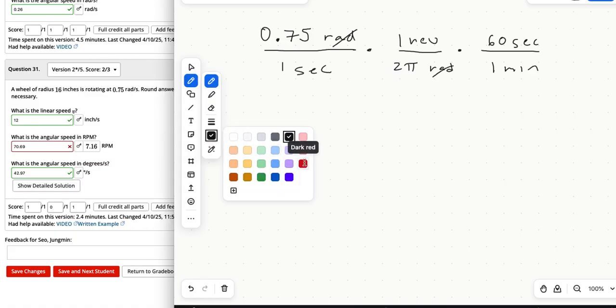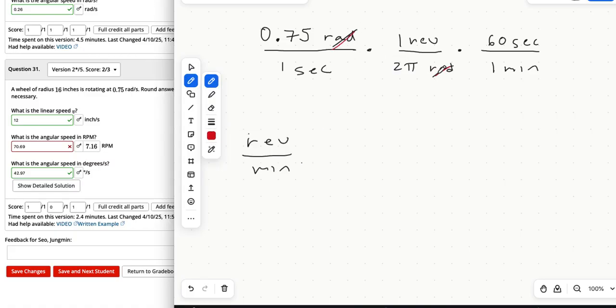oops, I was going to change colors there. So radians canceled, and now I have seconds canceling. And if you look at what's left, I'm in revolutions per minute, which is where I need to get to, is RPM. And so then you would just multiply the 0.75 times the 60 and then divide that by 2 pi, and then you should get what they got over here, which is, this comes out to 7.16 RPM, or revolutions per minute.